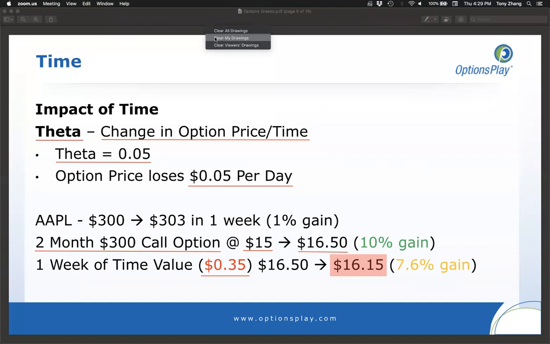So if that makes sense to you, please type 2 into the chat window. Perfect. I see a lot of 2s. Okay.